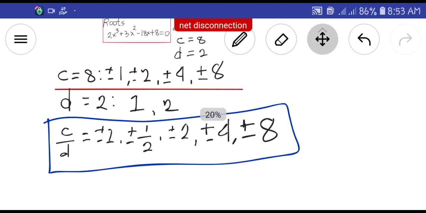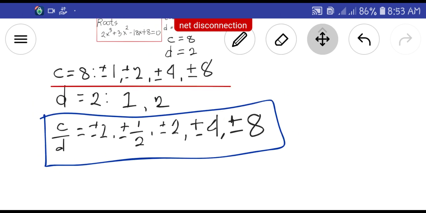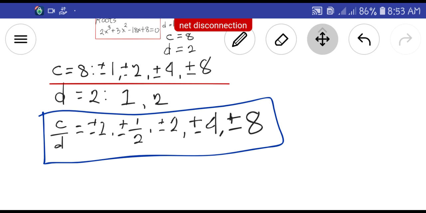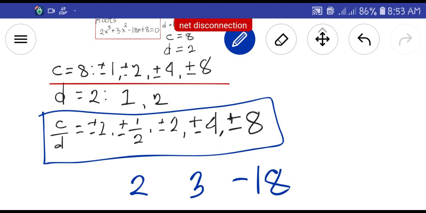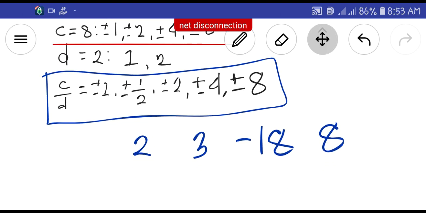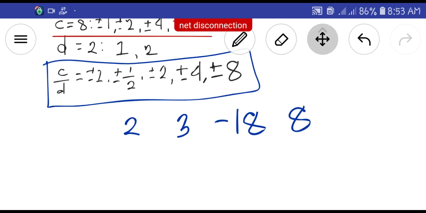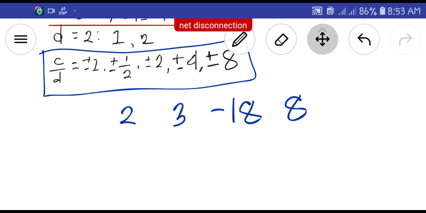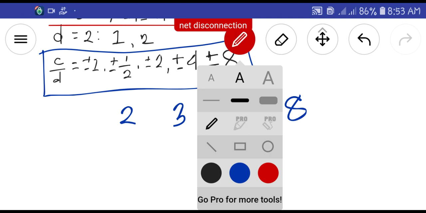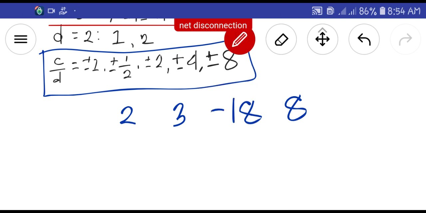The coefficients of your equation are 2, 3, negative 18, and 8. Now let's test the possible roots that we have gathered. Let's start by trying, let's say, negative 1.